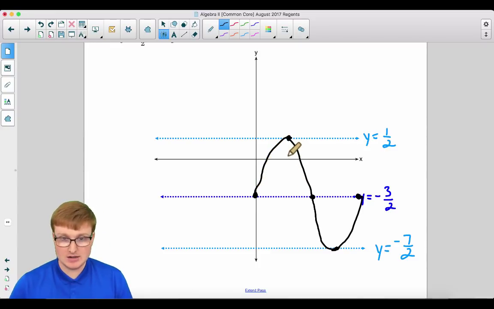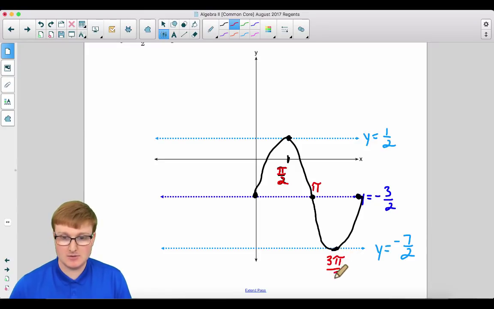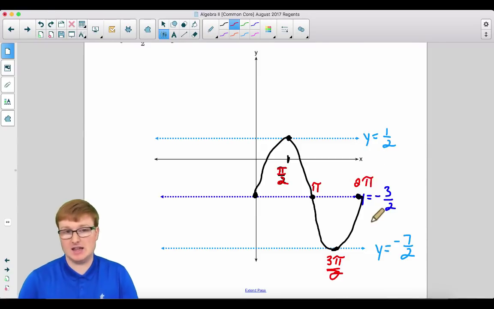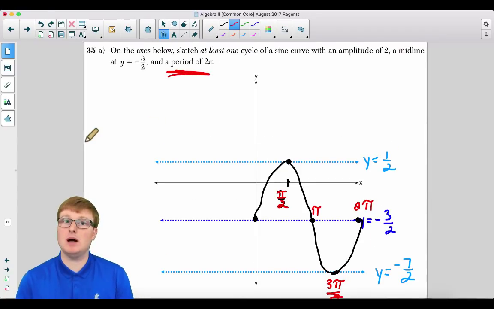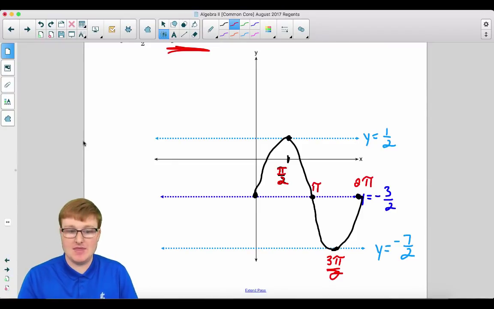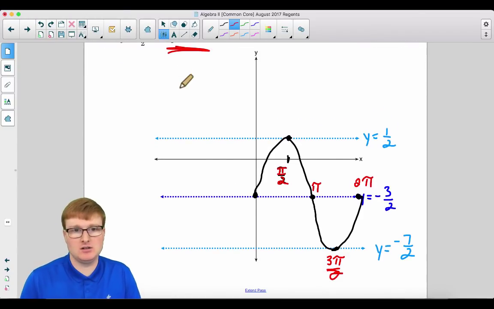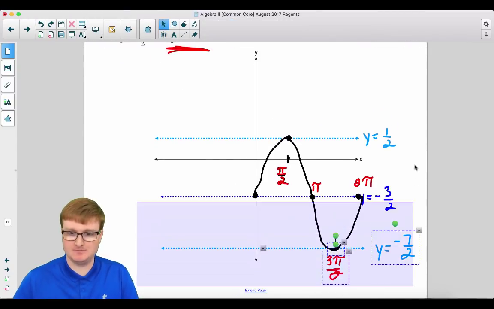So this point right here, that's actually pi over 2. I'm going to label this a different color. So this is pi over 2. This over here is pi. Down here is where 3 pi over 2 is. And this up here is 2 pi. And that's exactly what we did. We sketched it with a period of 2 pi, meaning one cycle occurs in 2 pi radians. And that, ladies and gentlemen, is how you sketch it. Not too bad of a question. Annoying, but not too bad of a question.